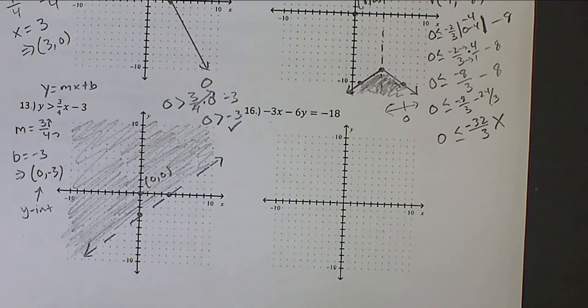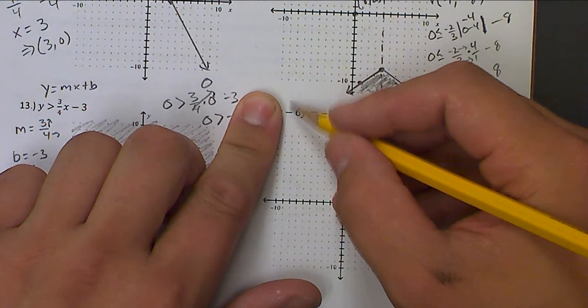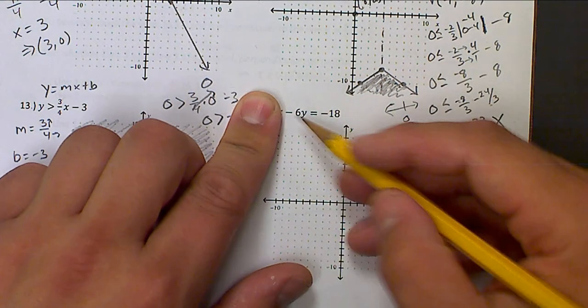All right, 16. Negative 3x minus 6y is equal to negative 18. Let's go ahead and graph this real quick. This is an equation in standard form. I'm going to do the cover-up method. When you cover up, make sure you don't include the sign that's right in front of the term that you're trying to find.